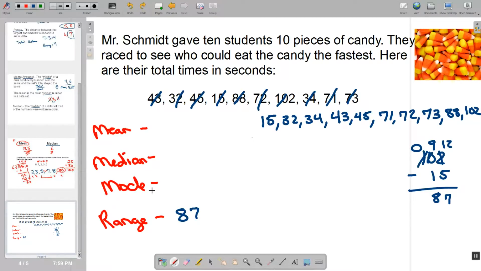Next easiest to find is mode, which asks us, is any number used more than once? And I look at my set. Every number is used exactly one time. Therefore, there is no mode. Okay, not too bad there.